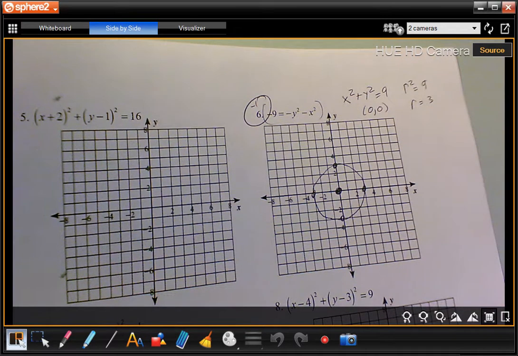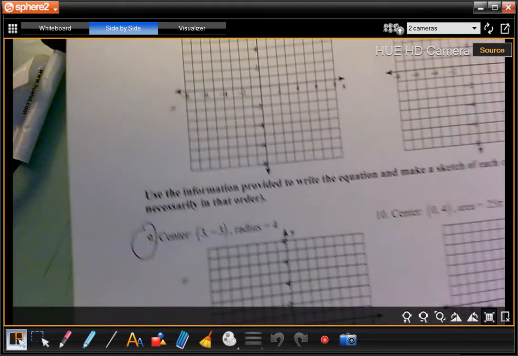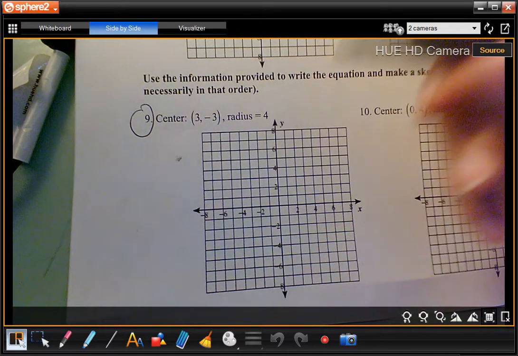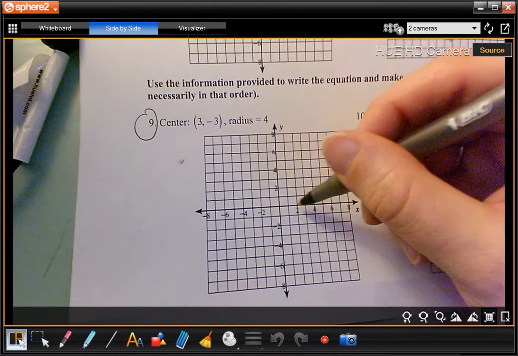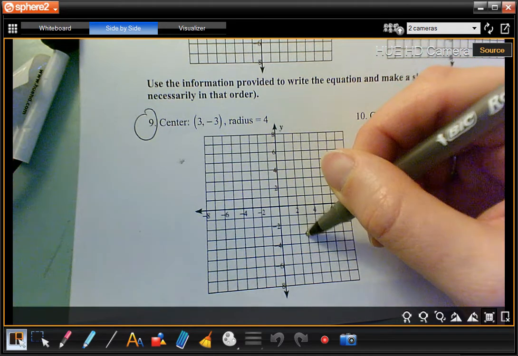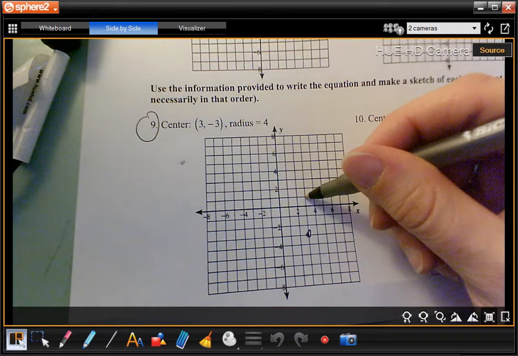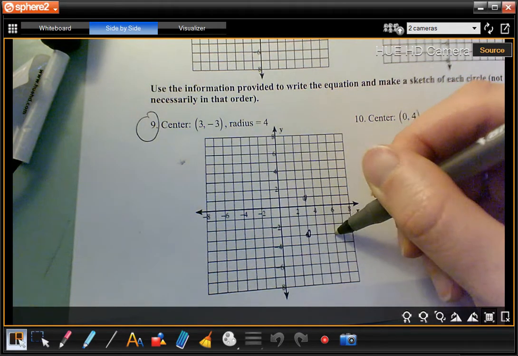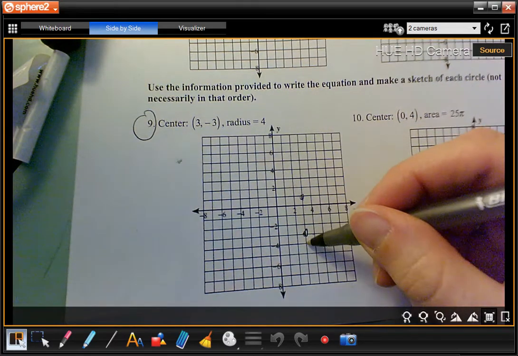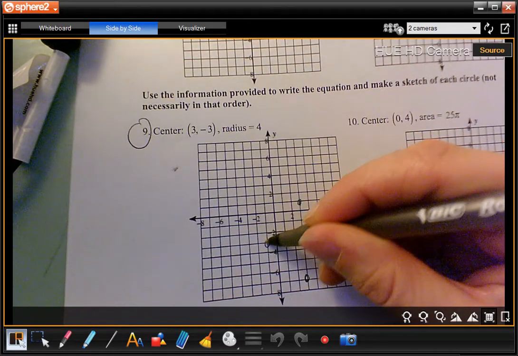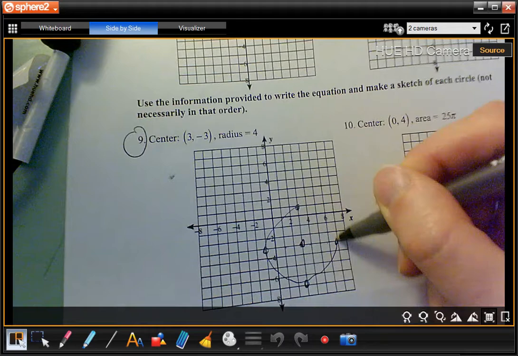Okay? We're just going to do one more where we have the information already, and we're going to make it into an equation. So I have the graph here, so I like to graph it first. I know this is 3, negative 3, so I go over 3, down 3. The radius is 4, so I go 1, 2, 3, 4 in each direction. Apparently I have to count out loud when I do it. 1, 2, 3, 4, and 1, 2, 3, 4. Got that circle.